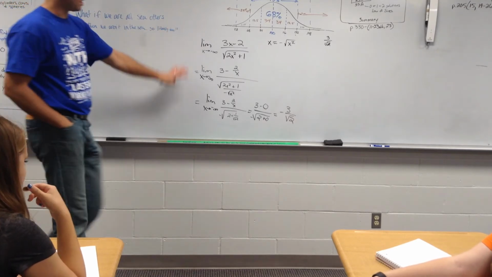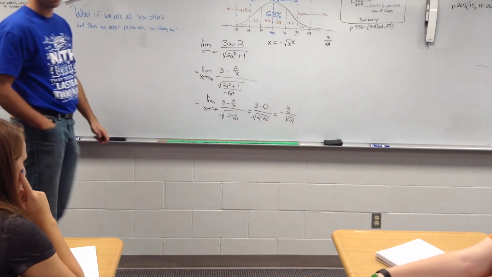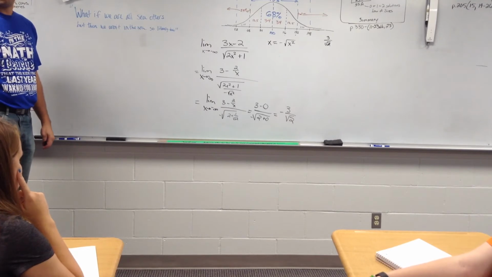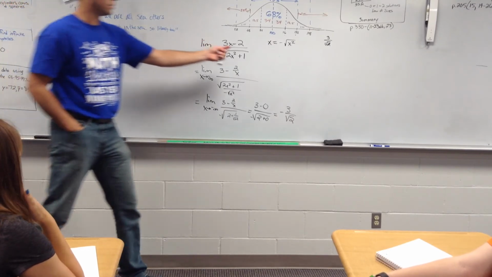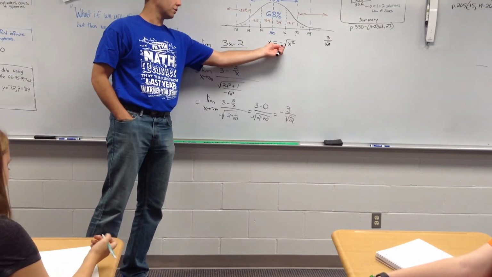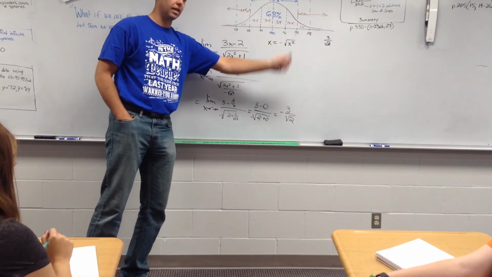Okay? So you'll definitely have some with these square roots. Questions? That's what you'll do every time. You'll either divide everything by x and the square root of x squared, or x and negative square root of x squared.